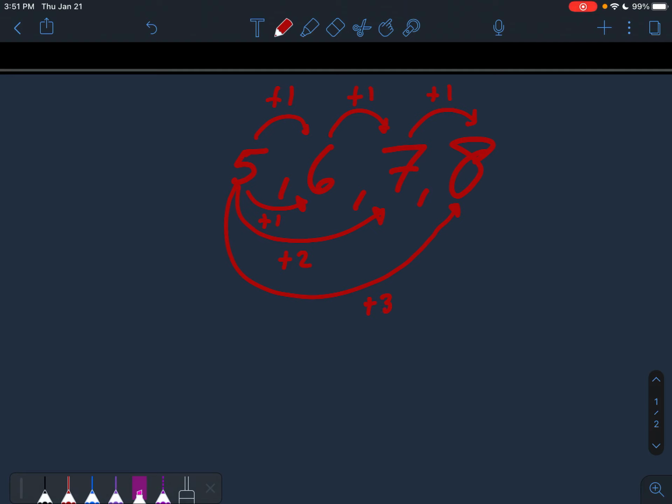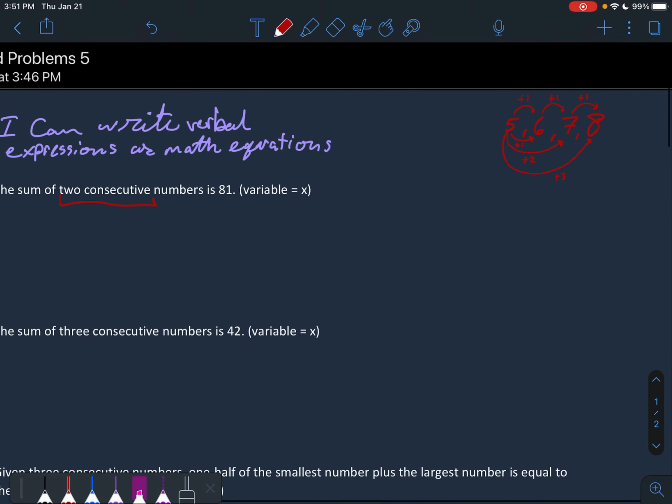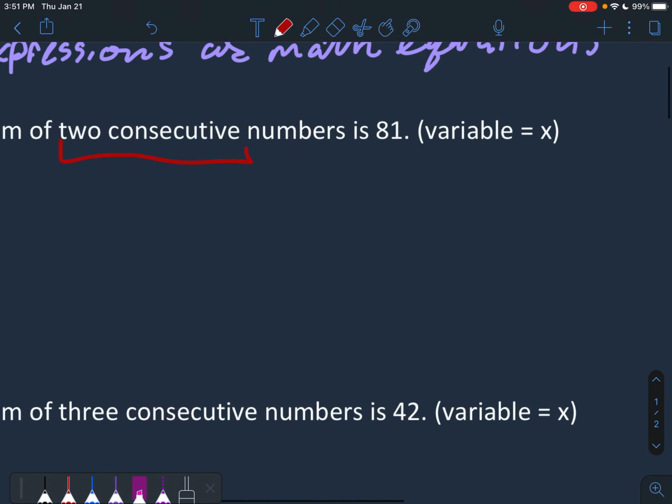So the ticket when you're doing this is take a look at how many consecutive numbers you have, and that's what you're going to be adding. So in this situation, 6 is just 5 plus 1. 7 is 5 plus 2. 8 is 5 plus 3. 5, 6, 7, 8 are all consecutive numbers. So notice you're adding 1 each time. So keep that in mind.